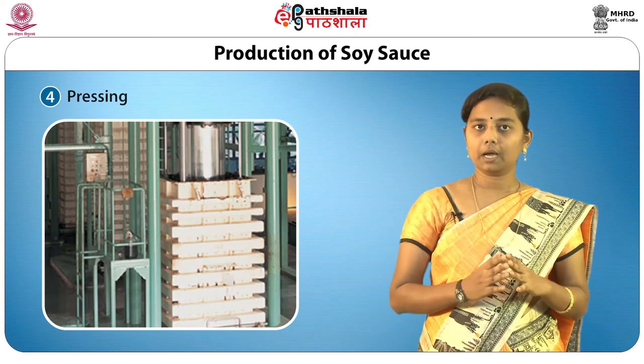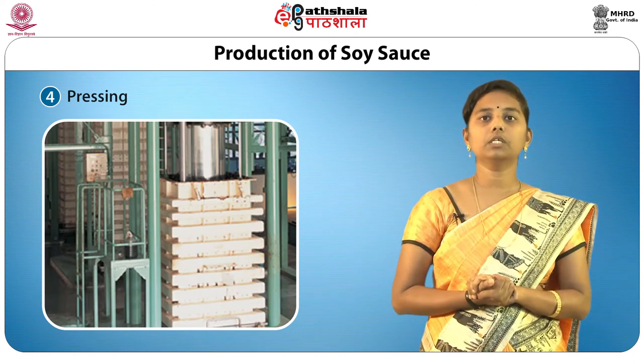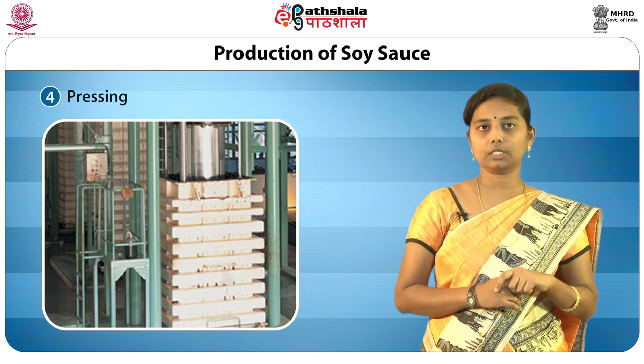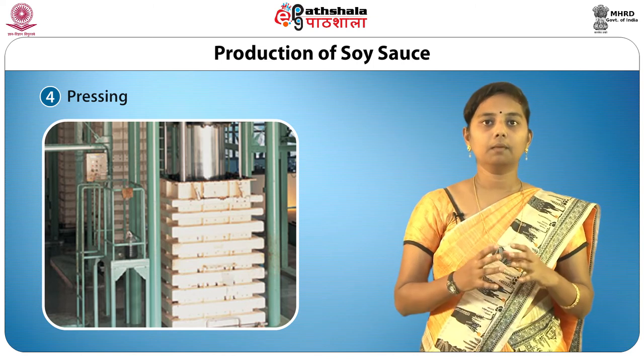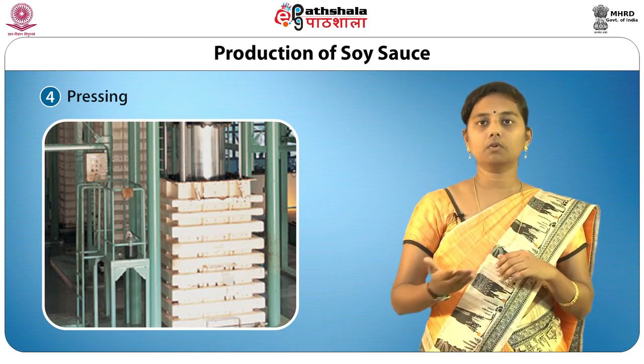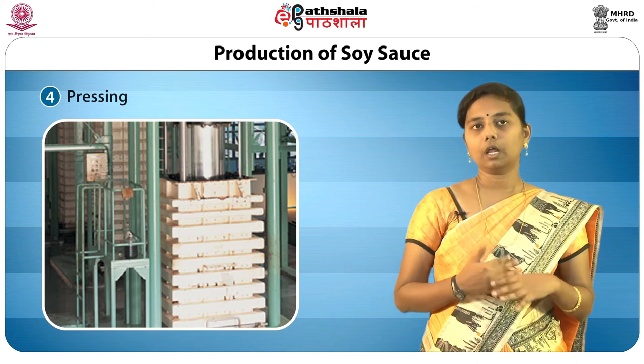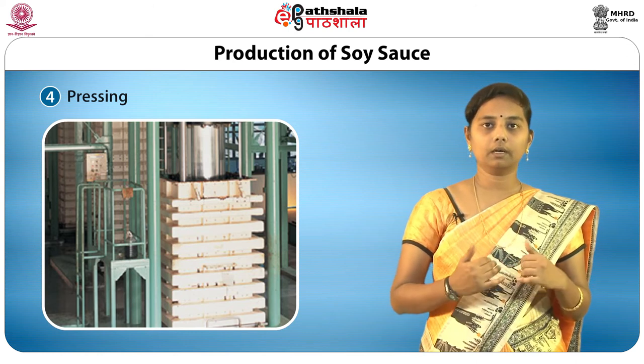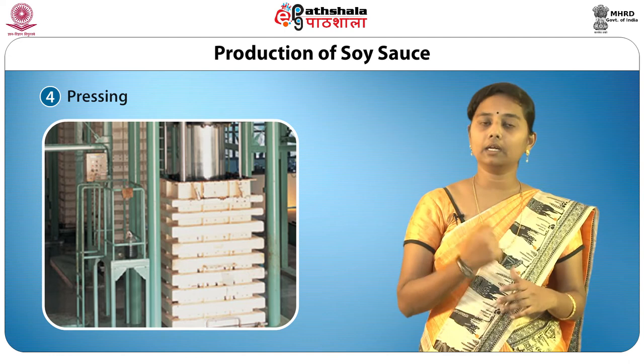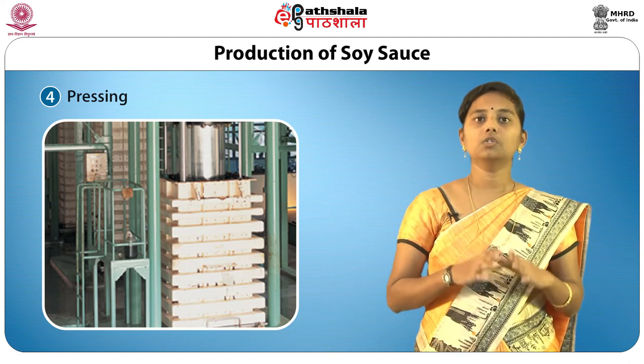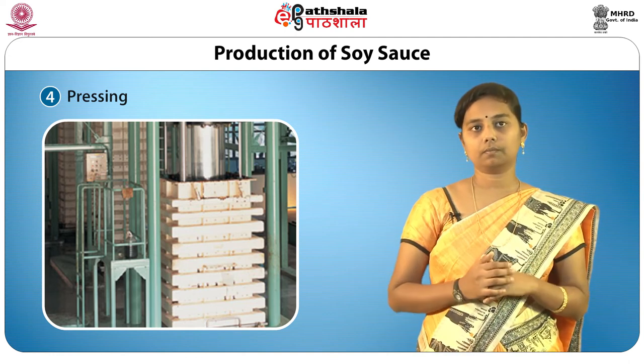The fermented mash is now pressed to remove the solids from the liquid soy sauce. During pressing, the maromi is strained through layers of fabric. After allowing the soy sauce to flow out under gravity, the mash is mechanically pressed for about 10 hours to obtain a raw soy sauce.